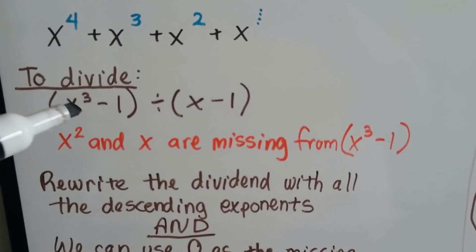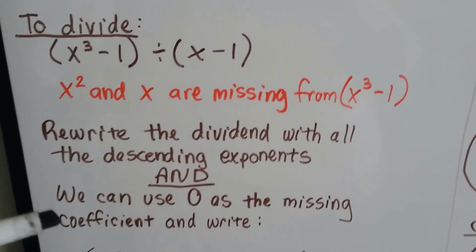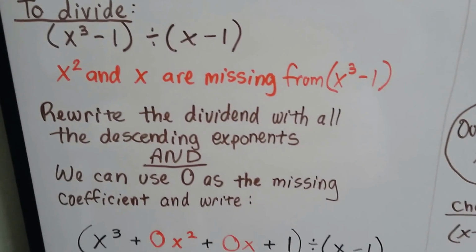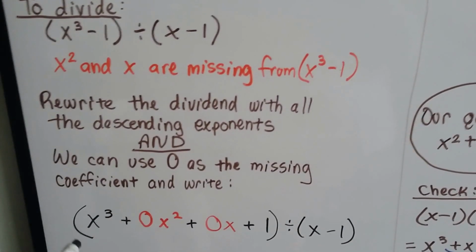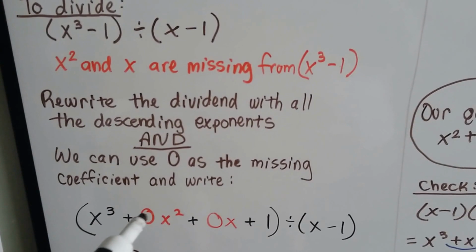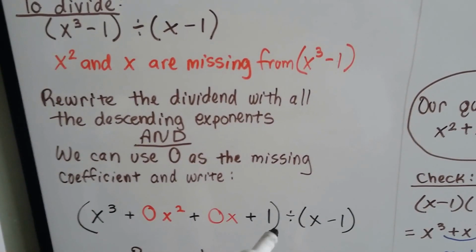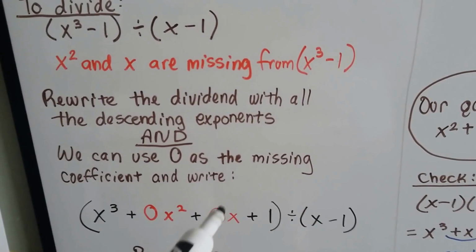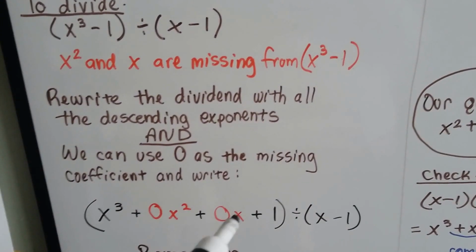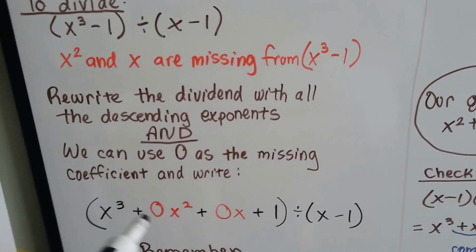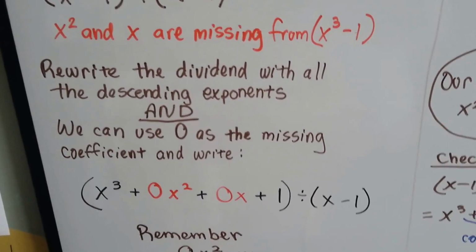So we rewrite this dividend with all the descending exponents, and we can use 0 as the missing coefficient. So we would write this x to the third power minus 1 as x to the third power plus 0x to the second plus 0x plus 1, and fill in the missing coefficients and exponents and variables with the 0. See? So now we've got x to the third, x to the second, x, and then we've got our constant 1. Now we can divide.